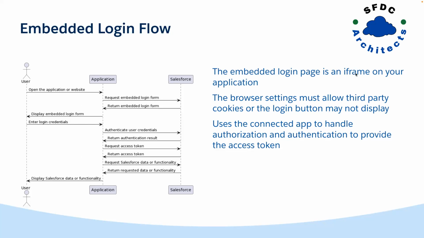Again, it's an iframe on your site, and so because of browser settings, it's possible that you might have some issues here. If your browser settings are not set to allow third-party cookies, then the login button will not display. And so a user might come to your site and give you a complaint saying, I can't see the login button, how am I supposed to authenticate? And the connected app is what's going to handle the authorization and authentication to provide the access token.